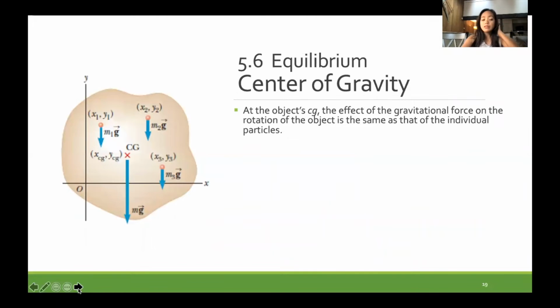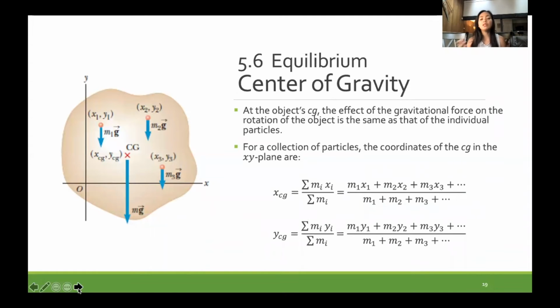Now, what is the formula of center of gravity? The x position of the center of gravity is the summation of mass times the position along the x-axis, divided by the summation of masses. For the y, it's almost the same. It's the summation of mass times the y position divided by the total, or the summation of all the masses.